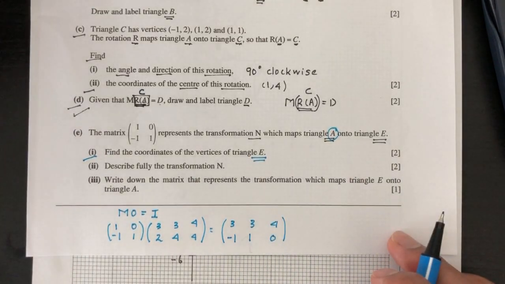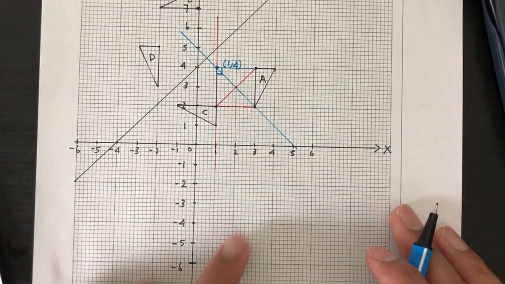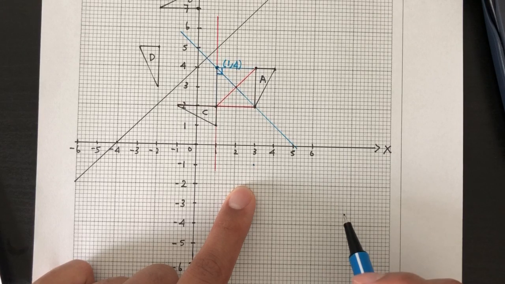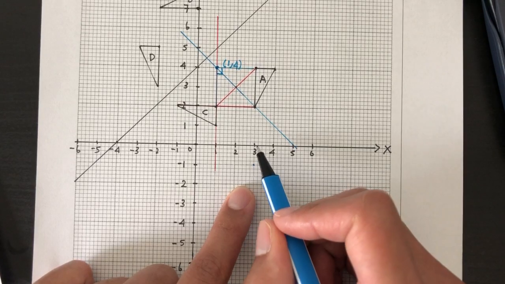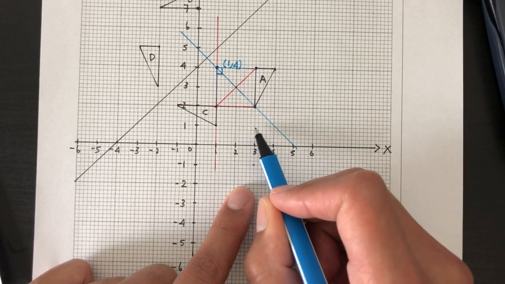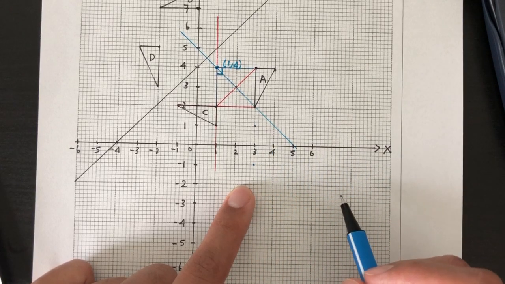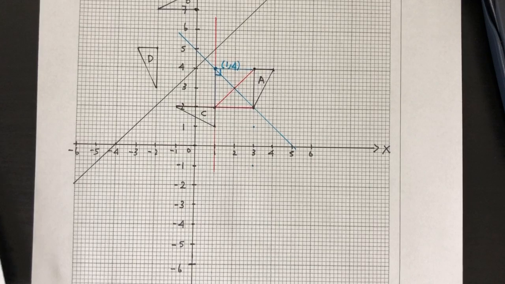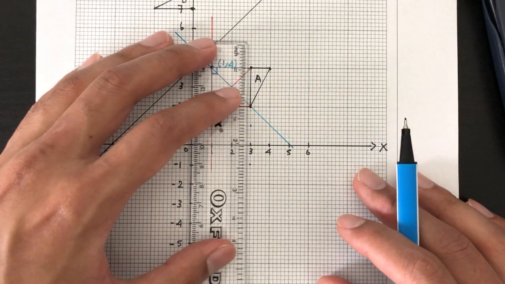Let's see where we have. So (3, -1) will be right here. Then we have (3, 1), which will be right here. Then we have (4, 0), which will be right here. So the vertices are (3, 1), (3, -1), (4, 0).